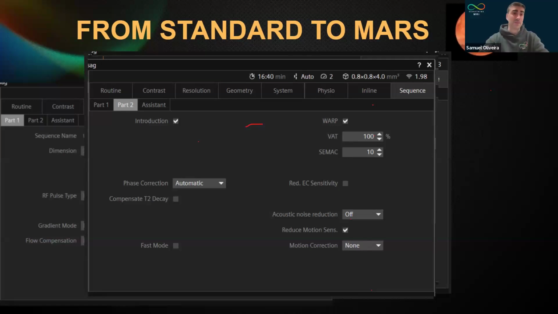Wonderful. Well, everything in MR is about compromise, right? So we cut corners somewhere to be able to make it quick.